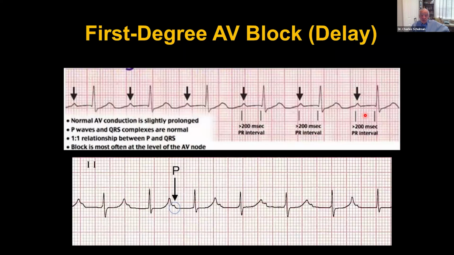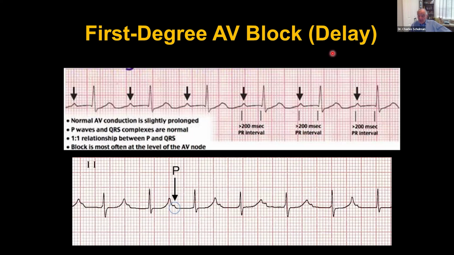All right, so here is first degree AV block. A long PR interval, more than 200 milliseconds. In this case, it's probably close to 300 milliseconds. This one's even longer. So that's first degree AV block. We don't really call it block anymore. Nowadays it's often referred to as AV delay as opposed to actual block.